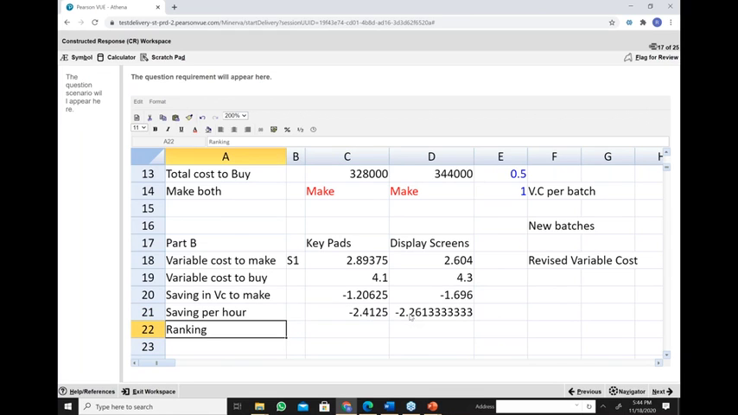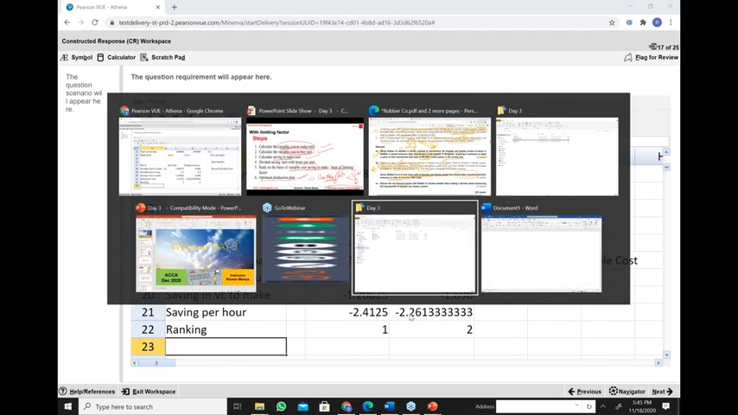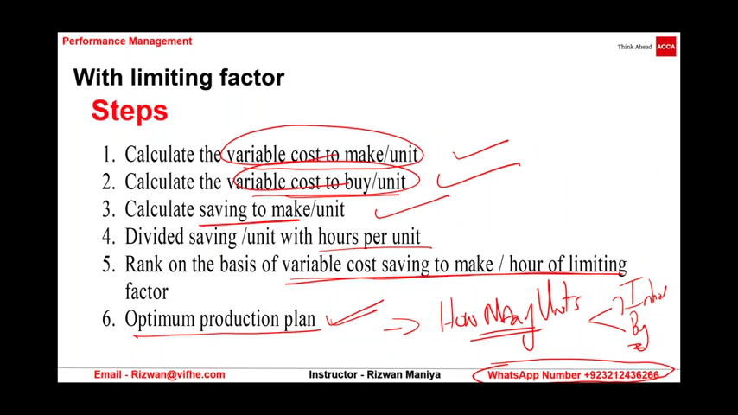Now let's rank on the basis of saving per hour. Which should be produced first? Can you tell me, guys? So first we should produce keypads and then display screen. And why are we ranking here? Because we don't have labor hours. So this is step number 5 that I performed. Rank on the basis of variable cost saving to make per hour of limiting factor. So you will produce that product first that gives you more saving to make in-house, right?